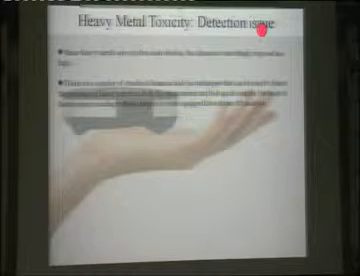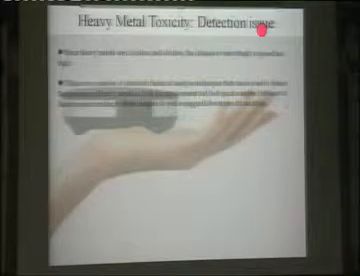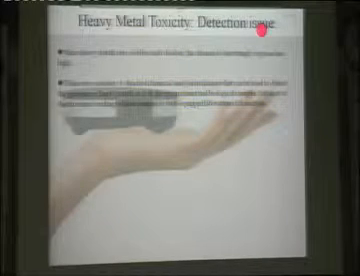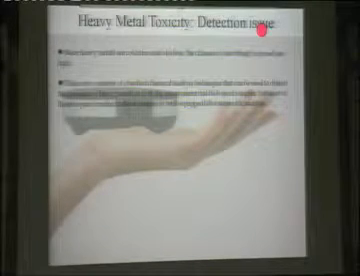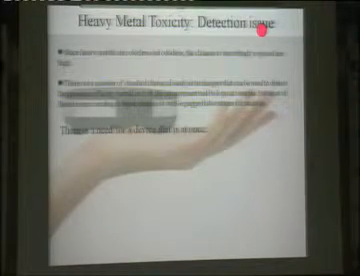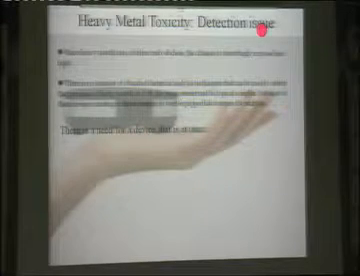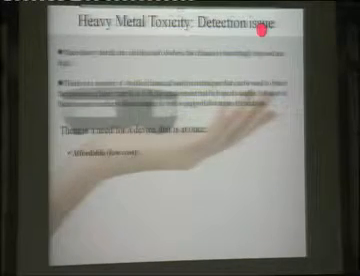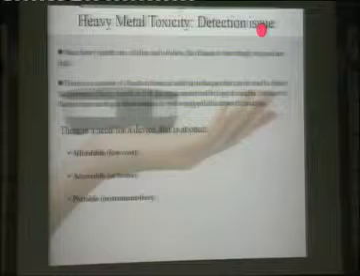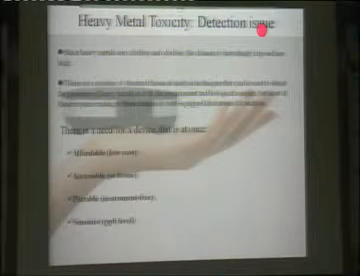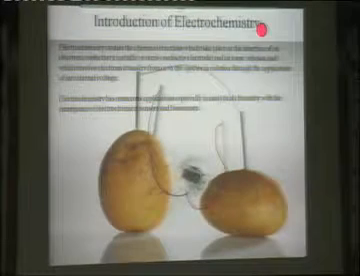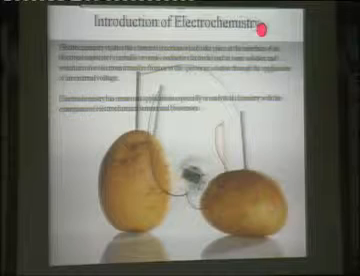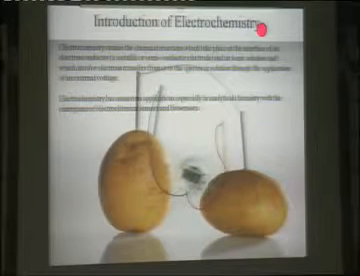There are detection issues for heavy metal toxicity. There are two main reasons. One, these heavy metals are colorless and odorless. We cannot identify them, and there is a lot of chance we have unwittingly been exposed to high levels of these heavy metals. Second, although there are several standard analytical technologies to detect these heavy metals, the main problem is that this technology is very expensive, time-consuming, and needs highly skilled operators and well-equipped labs.